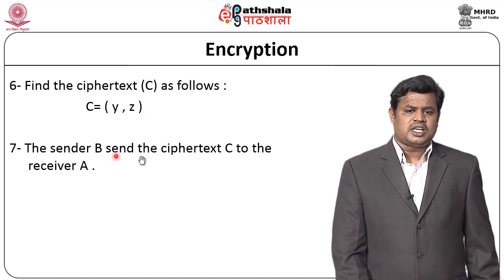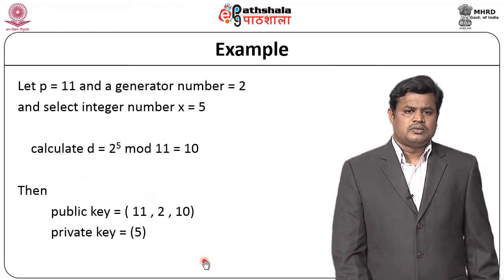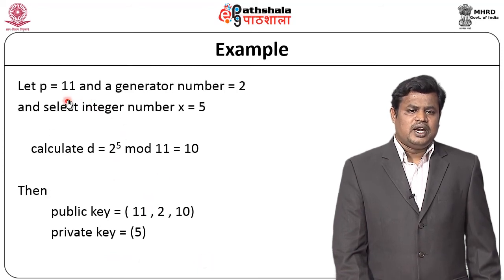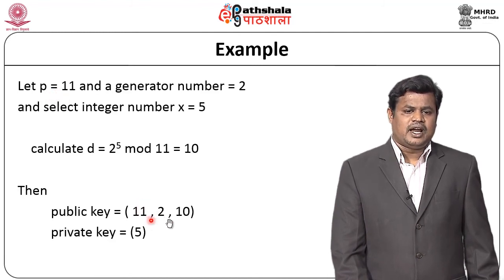So the sender sends the cipher text to the receiver A. The same steps are going to be repeated, and after receiving this particular value, the receiver can recompute it. Now we will look into the example. Let us assume that two persons are going to send a message with the help of this public key and the private key.